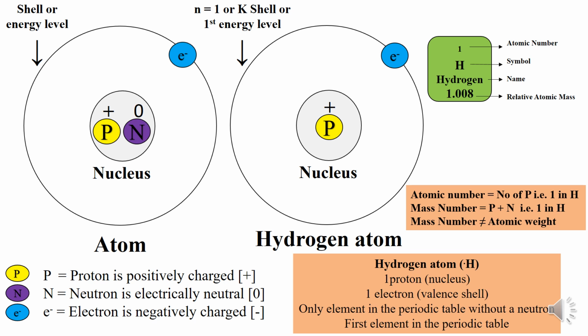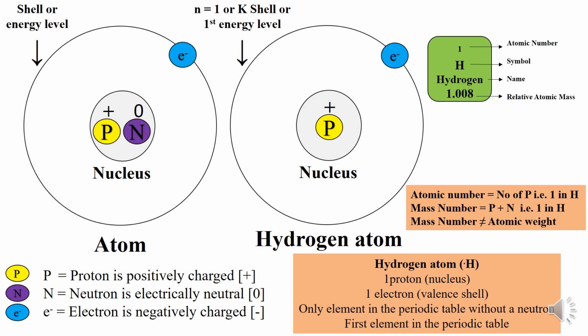Now, atomic number is the number of protons present in the nucleus of the respective atom, and in case of hydrogen atom it is 1 as it contains only one proton. Mass number is the sum of the protons and neutrons present in the nucleus of the respective atom, and in case of hydrogen atom it is 1 as there are no neutrons in the nucleus of hydrogen atom. Hydrogen atom contains only one proton. Therefore, its mass number will also be 1.